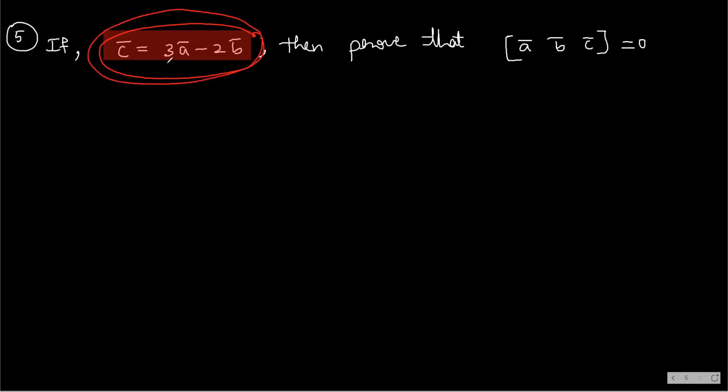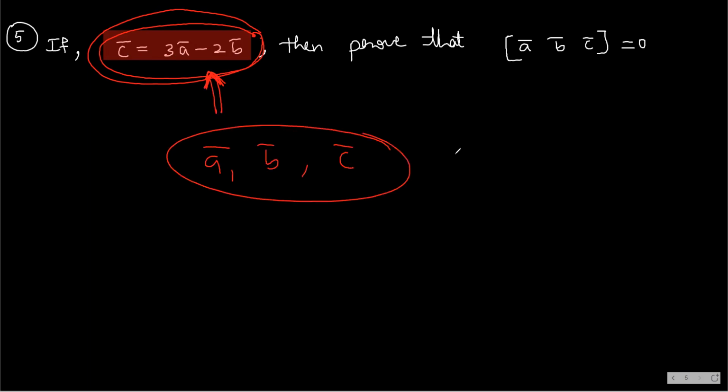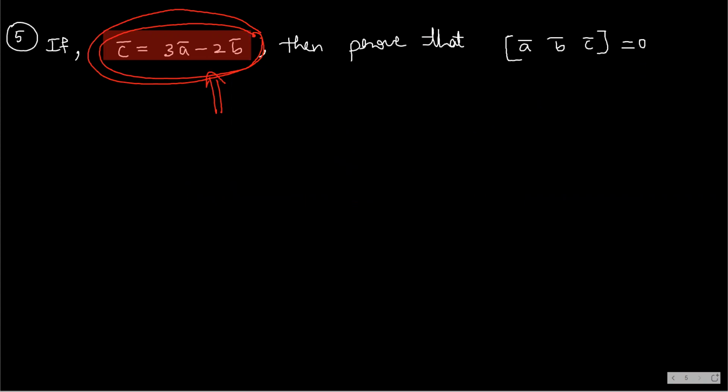Now see, when they give me that C bar is 3A bar minus 2B bar, this is sufficient for me to understand that A bar, B bar, and C bar are coplanar vectors. So if they are coplanar vectors, it has to be 0. If I have some MCQ kind of problem, I know the answer directly, that it is 0. But here, they want us to prove it. Since they want us to prove it, we will do it slightly differently.